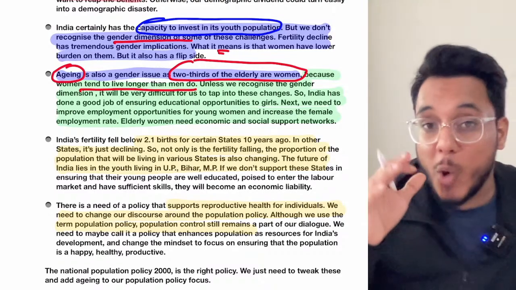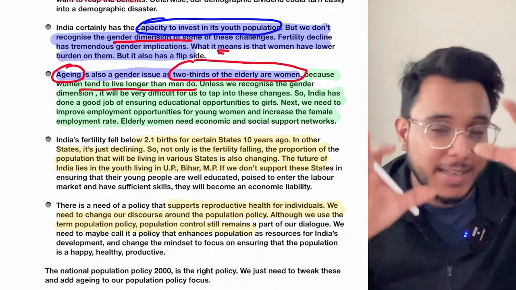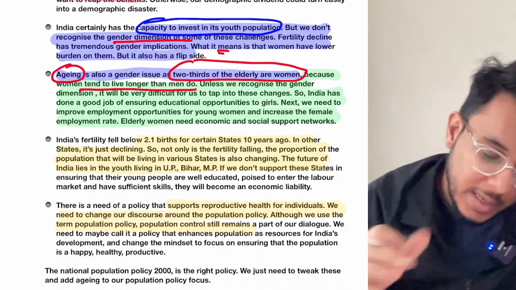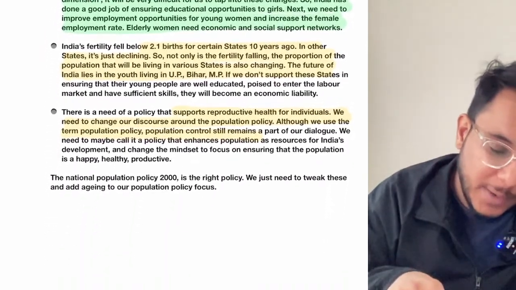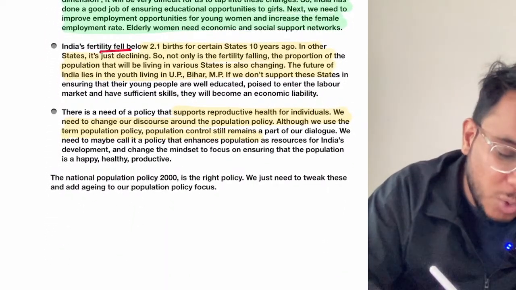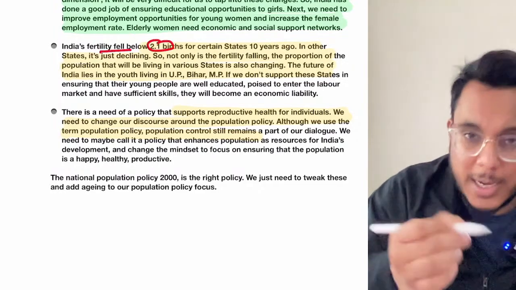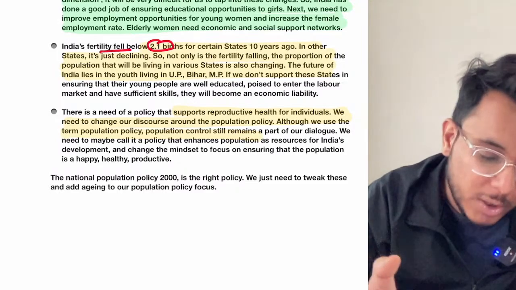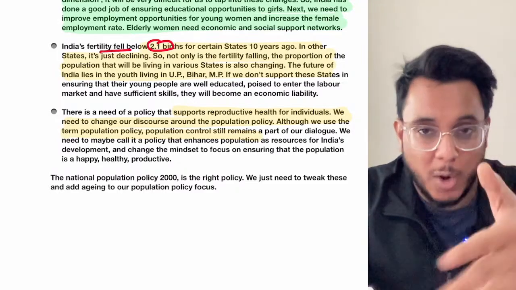So India needs to have policies intact so that the young women as well as the old women are provided adequate support. Fine, the opportunities are to be provided. Now India's fertility fell below 2.1 births. I told you the total fertility rate right now is 2.0. Earlier it was more, now it has reduced.